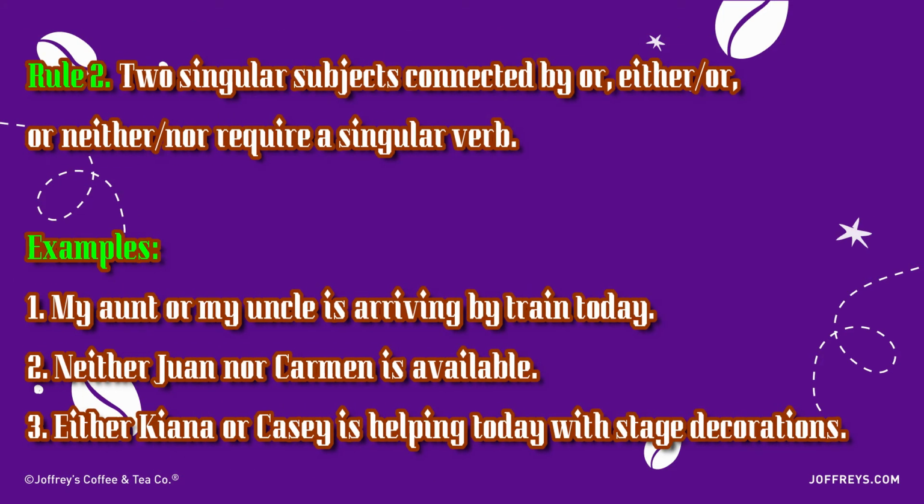Rule verb 2. Two singular subjects connected by or, either or, neither nor require a singular verb. Example number 1. My aunt or my uncle is arriving by train today. Example number 2. Neither Joan nor Carmen is available. Example number 3. Either Kiana or Casey is helping today with stage decorations.